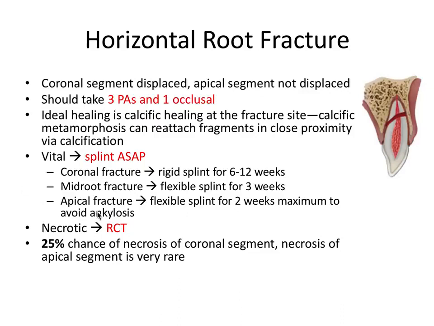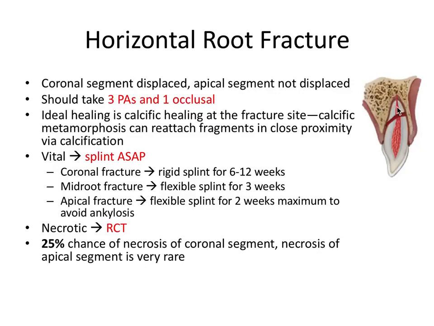So next, I can get caught in the weeds a little bit here, so I'm going to keep it pretty simple and say that if the tooth is vital, if this coronal segment is vital, we'd want to splint that tooth as soon as possible because it's probably quite a bit mobile, and we want to keep it relatively in place so that we can allow some sort of healing response. And so if the fracture is in the coronal third of the root, we'd have to use a rigid splint, unfortunately, which is not our first choice generally because it can lead to the side effect of ankylosis.